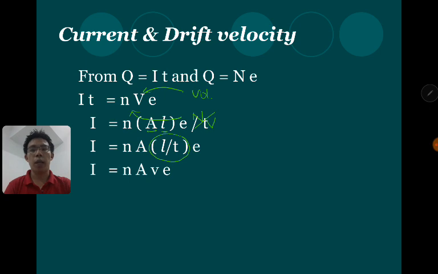Current equals nAve, where v is the drift velocity. So that's how it is derived, and current is related to drift velocity by nAve, where this n here is the number per unit volume.